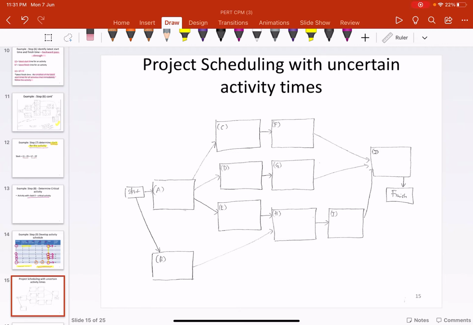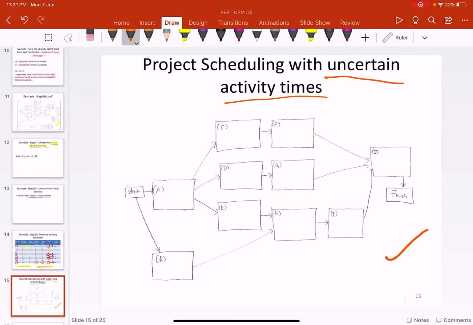Hi, welcome back. So now let us continue with project scheduling, but this time around our scheduling is with uncertain activity times. Okay, uncertain activity times. So at the end, you should be able to come up with the project network just like this.